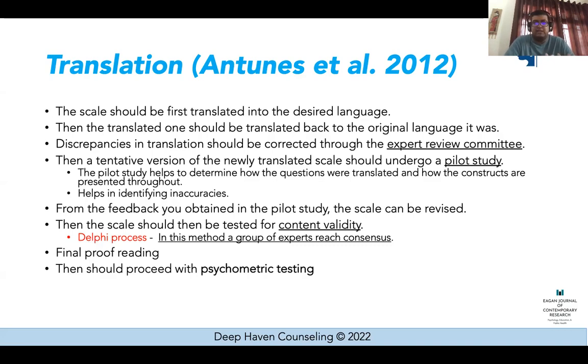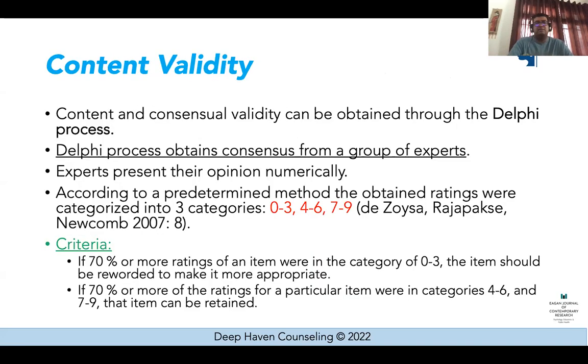Now to test content validity, we have a process called the Delphi process. In this method, we get a group of experts, and we plan on reaching some consensus from them so that the scale can be finalized. And then you can do the final proofreading and present it for psychometric testing. Now let's try to understand how this Delphi process works and how exactly we are going to get content validity here.